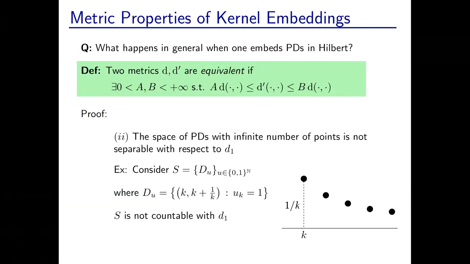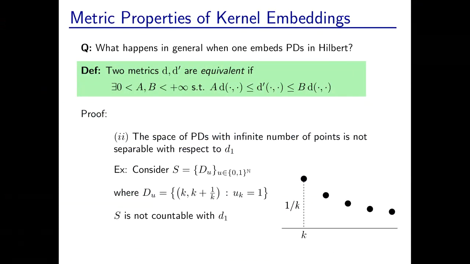In the proof, we take a family of diagrams indexed by the space of Boolean sequences, so integer sequences taking values in either 0 or 1. Each element of my set S is going to be a diagram for which the point K and K plus 1 over K is included if and only if the corresponding element of the sequence is 1.